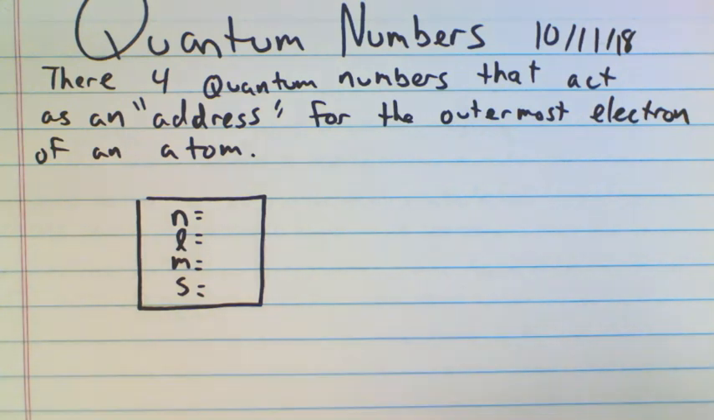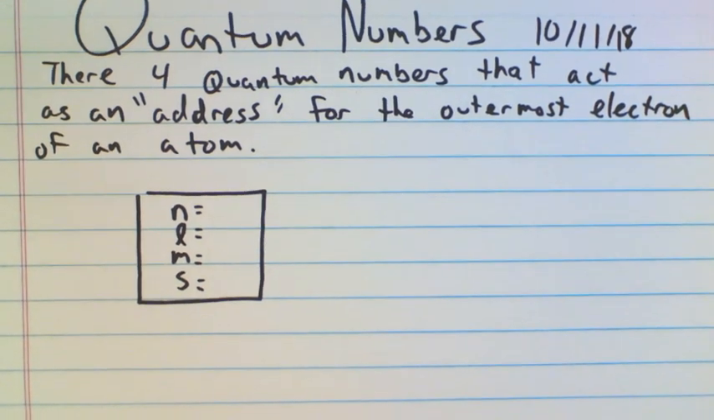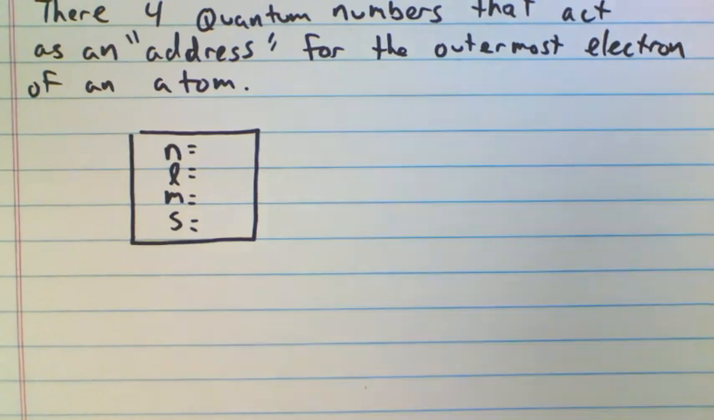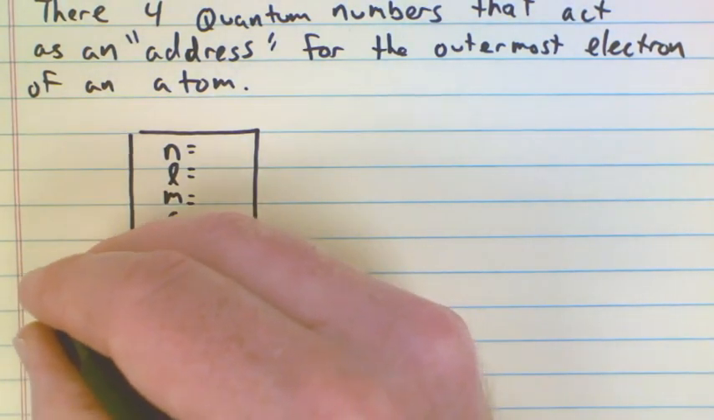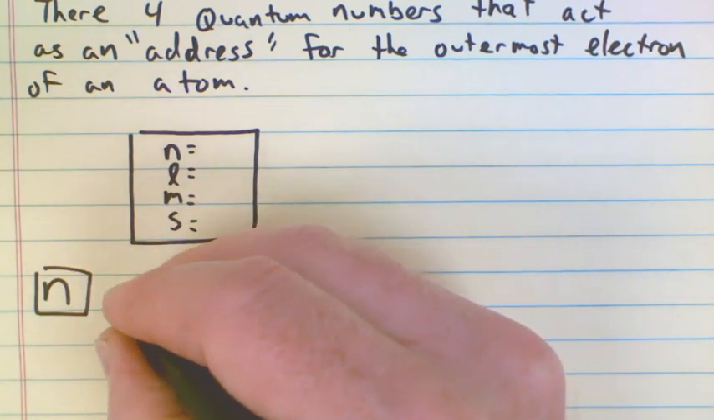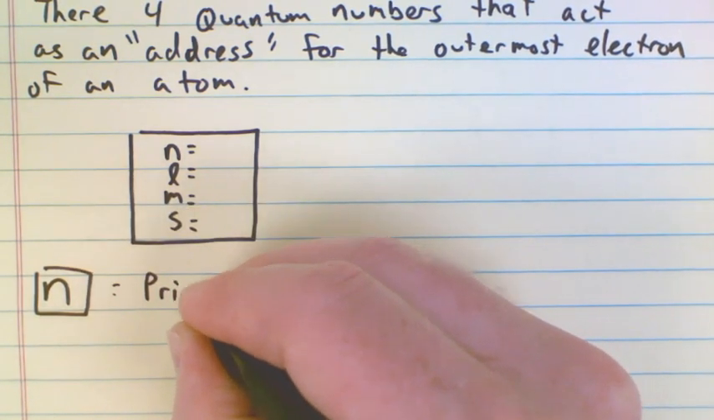So quantum numbers are the address of that outermost electron. Every single element has a unique pattern of electrons, so each one's going to have a unique quantum number. So the first one, the N value. This is called the principal quantum number.